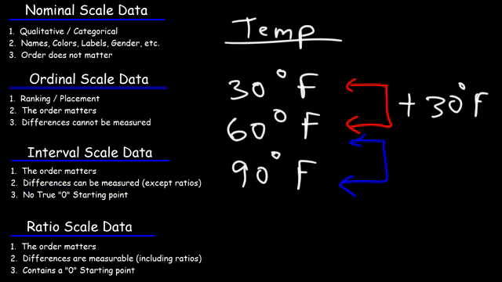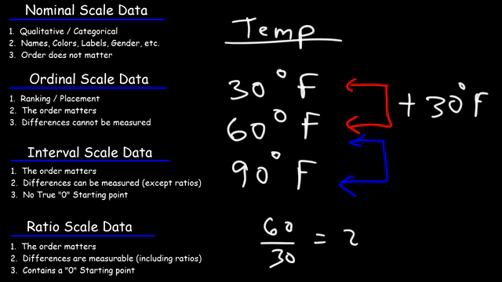However, ratios, you can't measure the ratios for this form of data. So what do we mean by that? 60 degrees is not 2 times as hot as 30. If you divide 60 by 30, you get 2. But a temperature of 60 degrees Fahrenheit doesn't mean that it's twice as hot as a temperature at 30 degrees Fahrenheit. It doesn't work that way. And so we can't really measure ratios with an interval scale form of data.